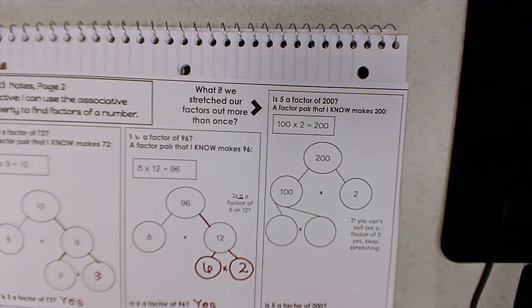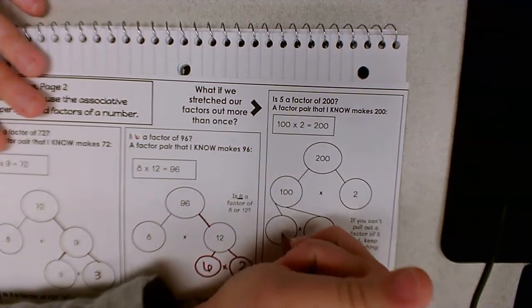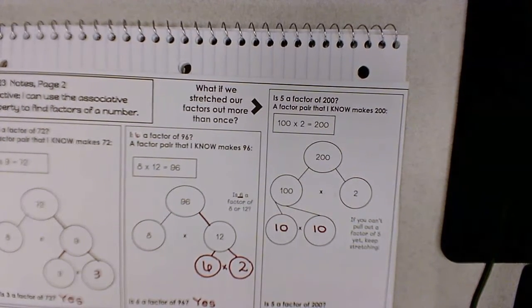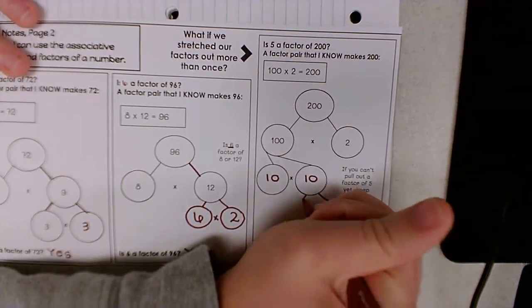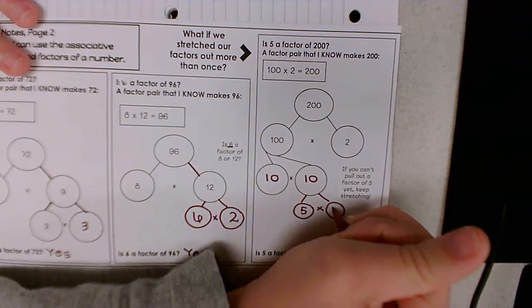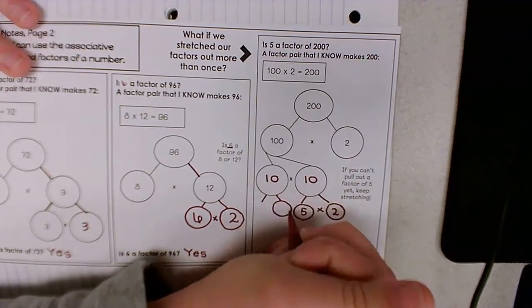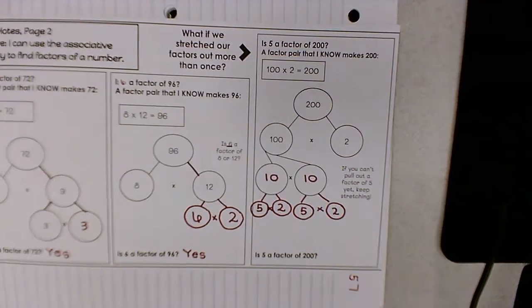A math fact that I know goes into 100. Again, I'm trying to locate a 5, but I don't typically count by 5s to get to a 100. A math fact that I know does equal 100 is 10 times 10. Can I break those 10s down further until I get a factor of 5? Well, I certainly can, because I know that 5 times 2 equals 10. Same for this 10. 5 times 2 again equals 10.